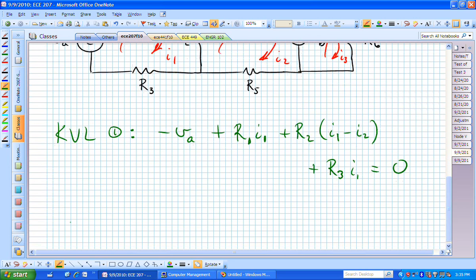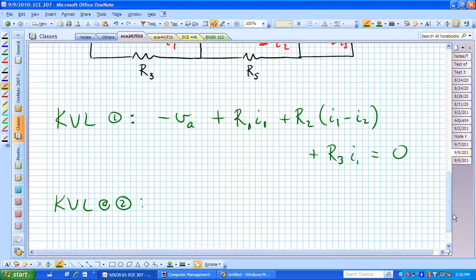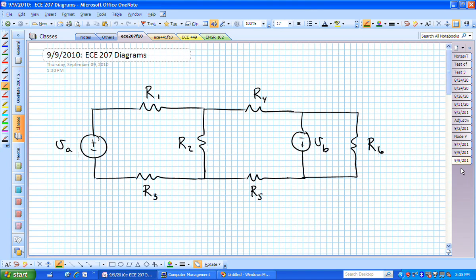Let's look at KVL around mesh 2. And let's see if I have this working. There is our circuit again, so that now instead of scrolling, I'm actually going to just switch to a different window, and hopefully that will be less difficult for my little computer. I want to be nice to it.